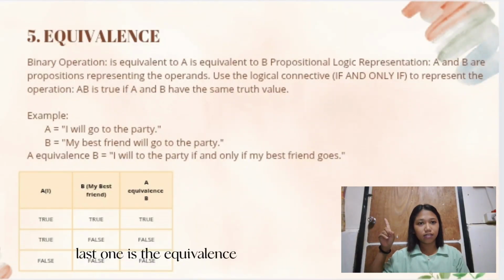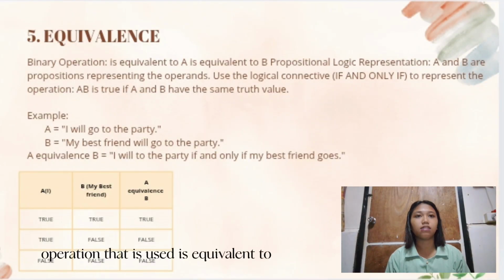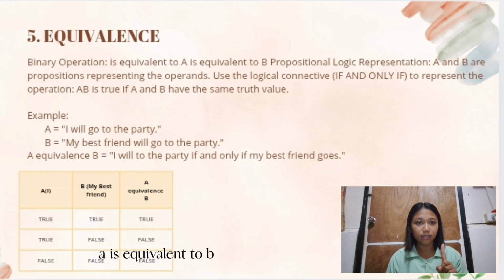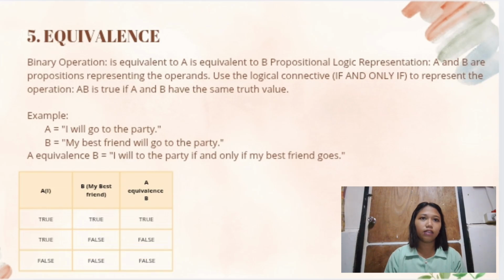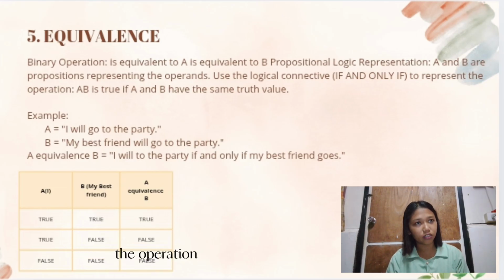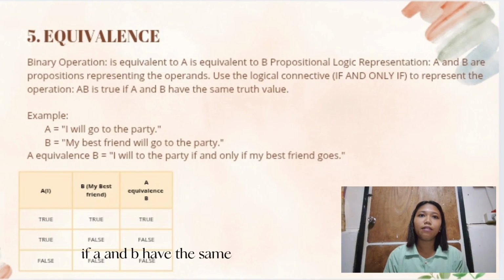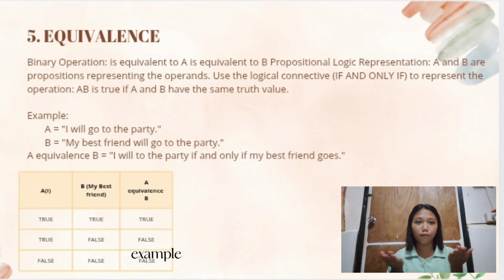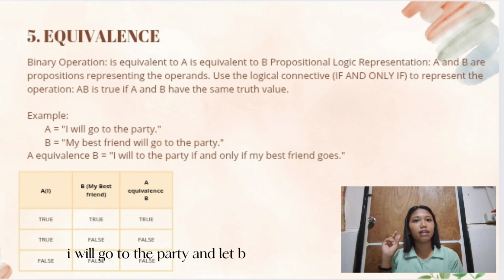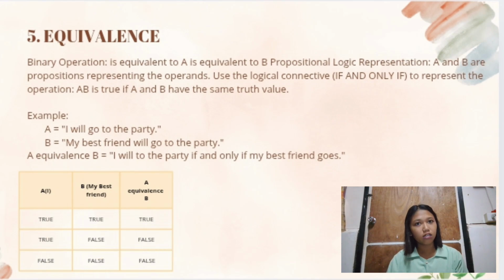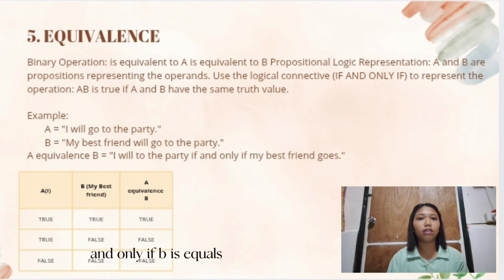The last one is the equivalence. The binary operation that is used is A is equivalent to B. So we use the logical connective if and only if to represent the operation. A if and only if B is true if A and B have the same truth value. Example, let A be "I will go to the party" and let B be "my best friend will go to the party." So A if and only if B is "I will go to the party if and only if my best friend goes."